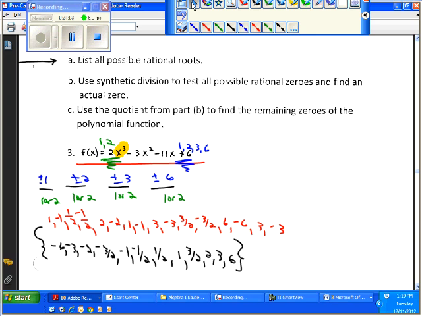Now, how do you know you got a hit? When you get a remainder of 0 with your synthetic division, okay? And we'll talk about what that means. Is everybody ready to take off on that?